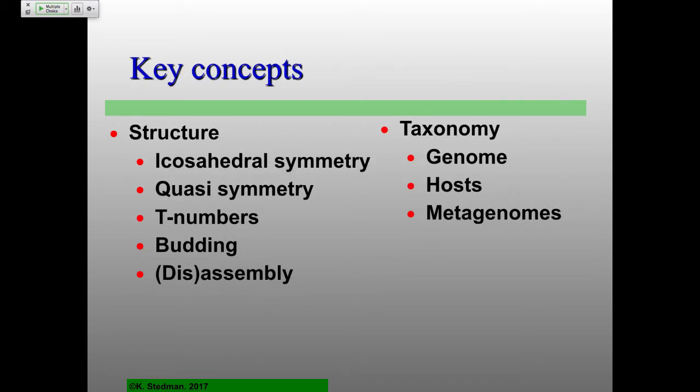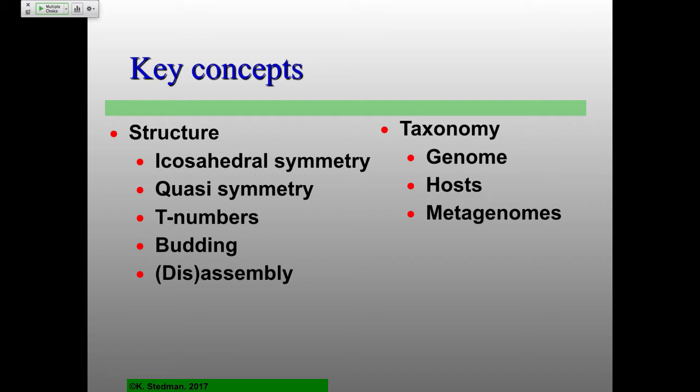So some of the key concepts here, again, structure is the icosahedral symmetry. But moving beyond the classic icosahedron and starting to think about quasi-symmetry and T-numbers, budding, which we talked a little bit about before, but we'll talk a little bit more about, particularly for enveloped viruses. This is how viruses get their envelopes, and it's a really pretty unique process. The budding aspect, where you end up with a membrane around your genome, is also a very virus-specific process.